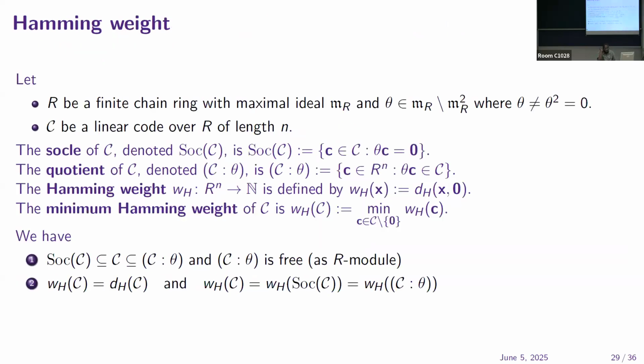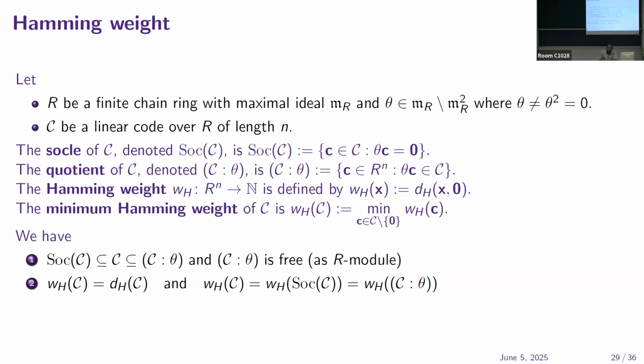Okay. You continue with the Hamming weight. The Hamming weight can be expressed from the Hamming distance. How many nonzero entries the word has, that is the distance of this word to 0.